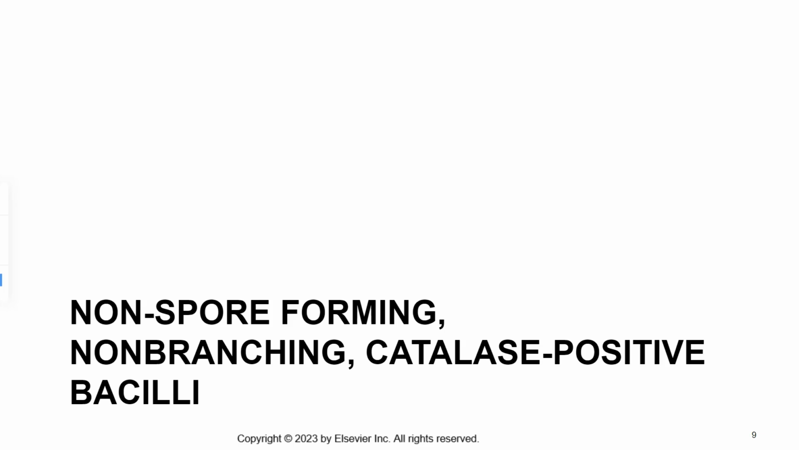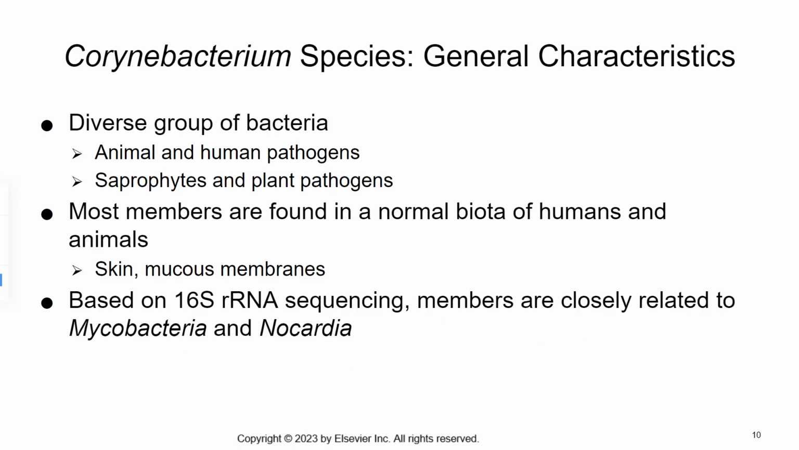Starting off with the non-spore forming, non-branching, catalase positive bacilli. They don't form spores and they're not branching. Catalase positive: Corynebacterium species. General characteristics: these are a diverse group of bacteria. There are animal and human pathogens, saprophytes and plant pathogens. Most members are found in the normal biota of humans and animals, on the skin and mucous membranes. Based on 16S RNA sequencing, these members are closely related to Mycobacteria and Nocardia.